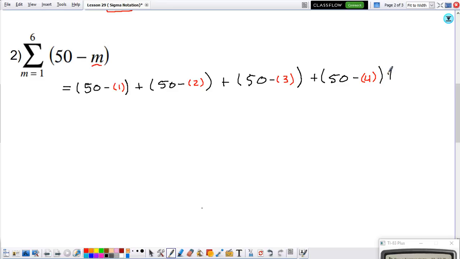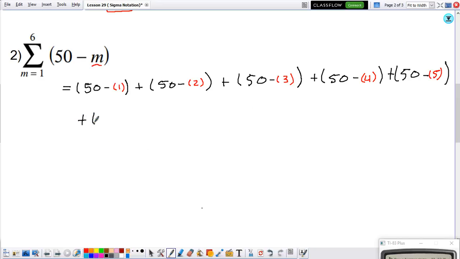And lastly, we're going to have 50 minus the next number, which is 5. Now we're going to stop at 5. If we go back here under sigma notation, we're going to stop all the way to 6. So I need to do this one more time.